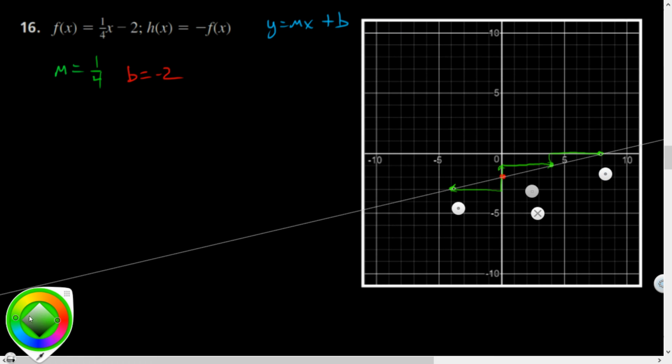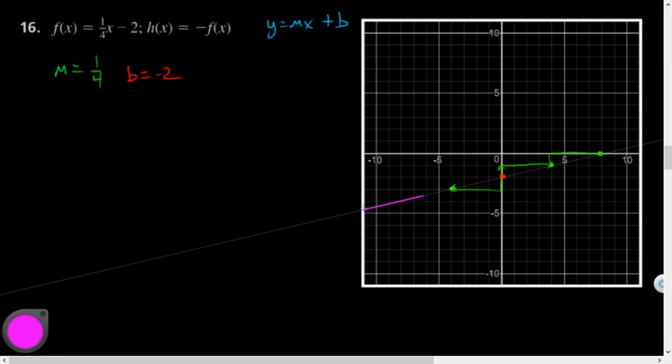All right, so here's my first line. Now, if I want to transform this, now this one's not a translation. This one's going to be a reflection.